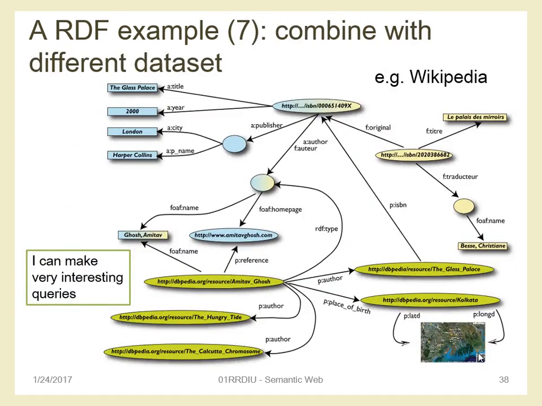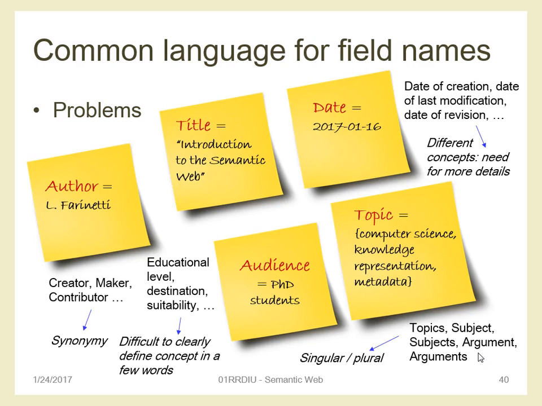So, I had a long introduction on the problem of having a common format for representing connections. And now this is a little bit easier. The second problem was to find a common language for the field names. The field names are what you see on the links on the RDF diagrams, to say this author, birth date, and so on. The problem is that I call it author, but someone else could call it creator, maker, or contributor.